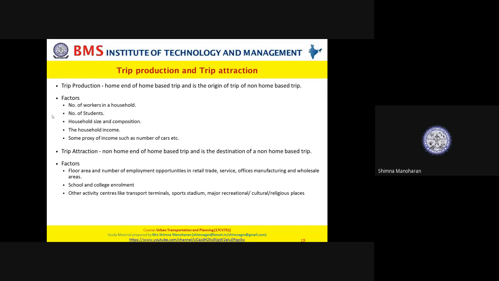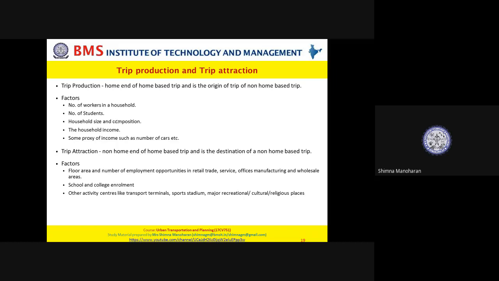Then the factors that will result in the trip production are the number of people who are employed or who have to go to work, and the number of students who are studying, right? Then what is the size of the household? Suppose it's a joint family, there might be 5 members who might be traveling on a daily basis. Three might be going for work and two might be going to school. But if there are only 3 members or only 2 members, the number of trips generated from that household will be less.